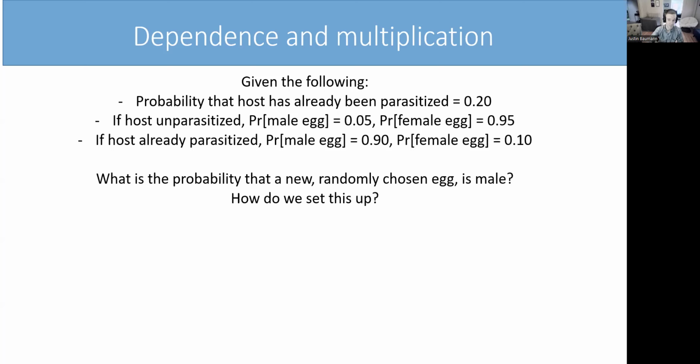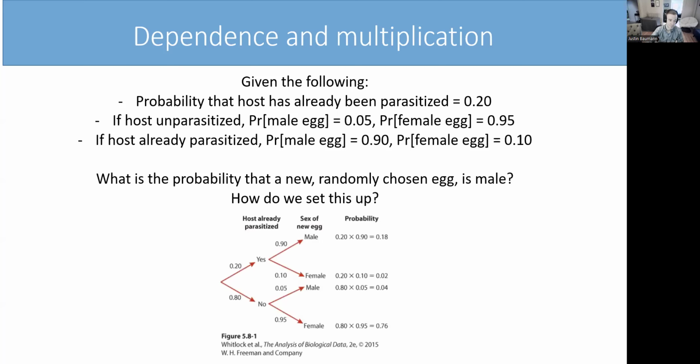We say this. Has the host already been parasitized? If no, we start with 0.8. Is the sex of the new egg male or female? We can multiply based on which one we're trying to get. In this case, we're saying male. So 0.8 times 0.05. That gives us 0.04. The other chance of being male is 0.2 times 0.9, 0.18.